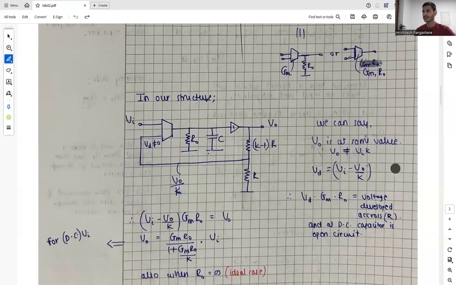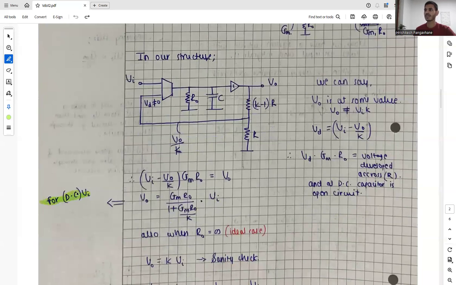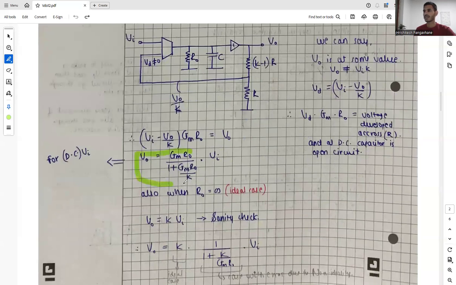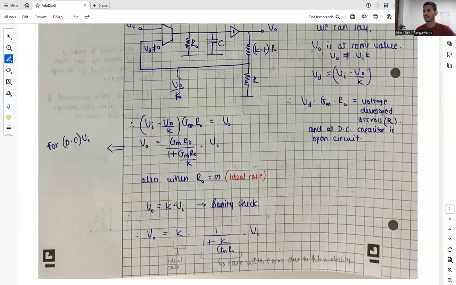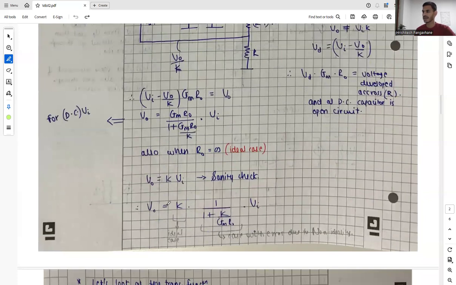At DC, the capacitor is an open circuit, so all the current will flow through the resistor, and Vd times Gm times R naught is basically the voltage across it. So for a DC value of Vi, Vd, which is equal to Vi minus Vout by K, times Gm, the current, times the resistance R naught, is our Vout. From this, we get this equation. When we multiply numerator and denominator by R naught and say that R naught is infinity, which is our ideal case, we do a quick sanity check. When we put R naught as infinity, Vout equals K times Vi, and that's what our ideal gain was. So the sanity check is right, and we are on the right path.